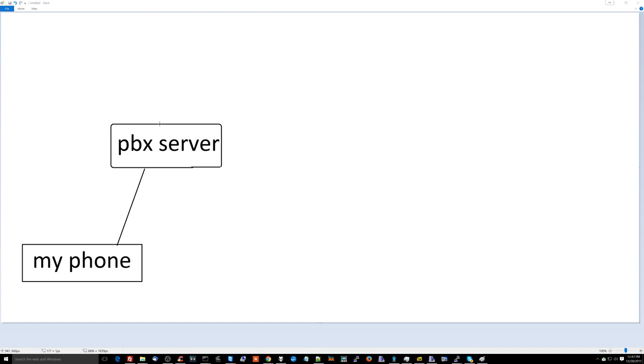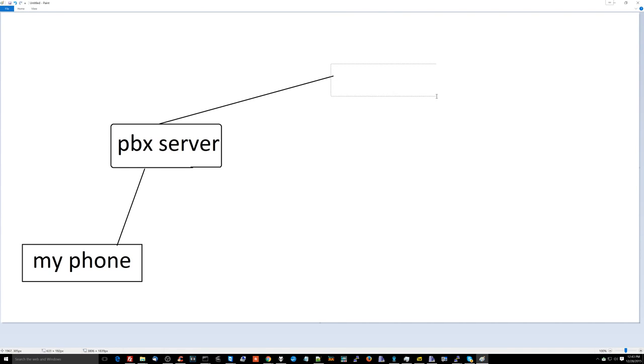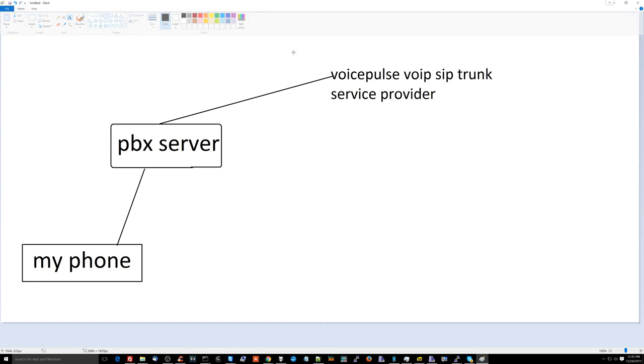My PBX is going to realize that this is not a local number. It's going to realize that that's a number that's outside of my PBX, something outside of my network. So it is then going to try to use one of my outbound routes, and it's going to go to my voice over IP services provider. In this case, the phone company that I pay is a company called VoicePulse. So that's going to go to VoicePulse, the VoIP trunk service provider. I should actually call it SIP trunk, but just to keep it simple, that's the VoIP services provider that I use, which is VoicePulse.